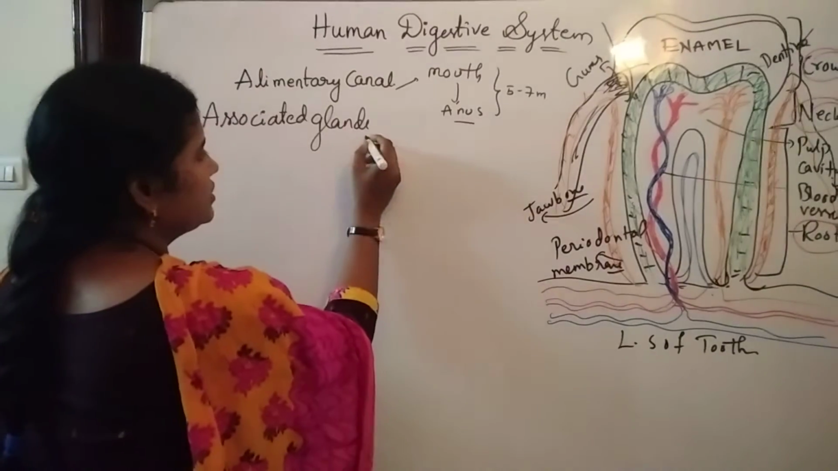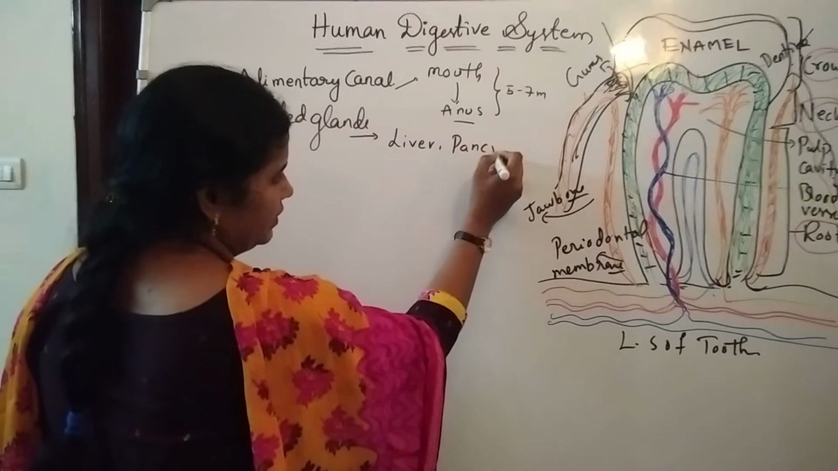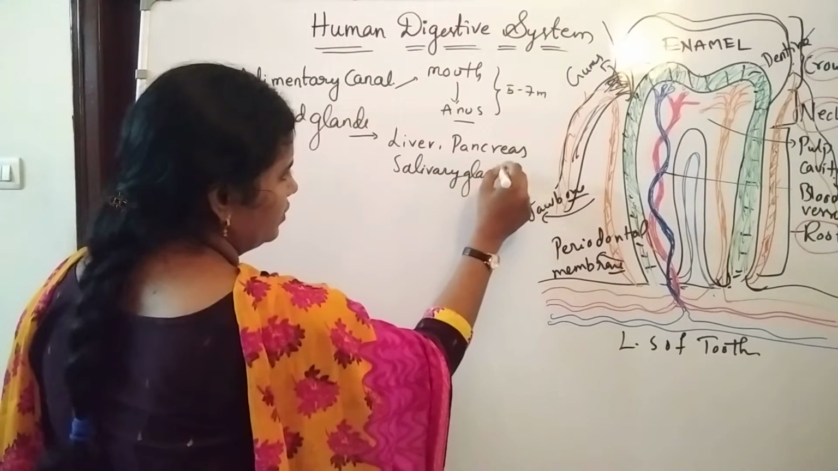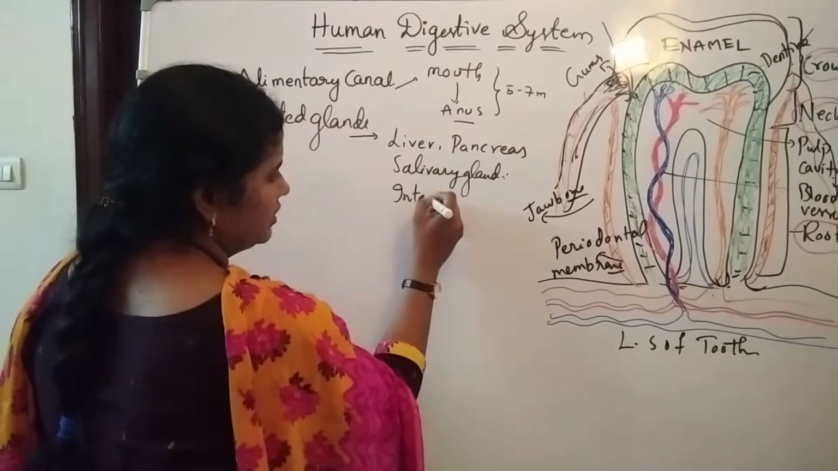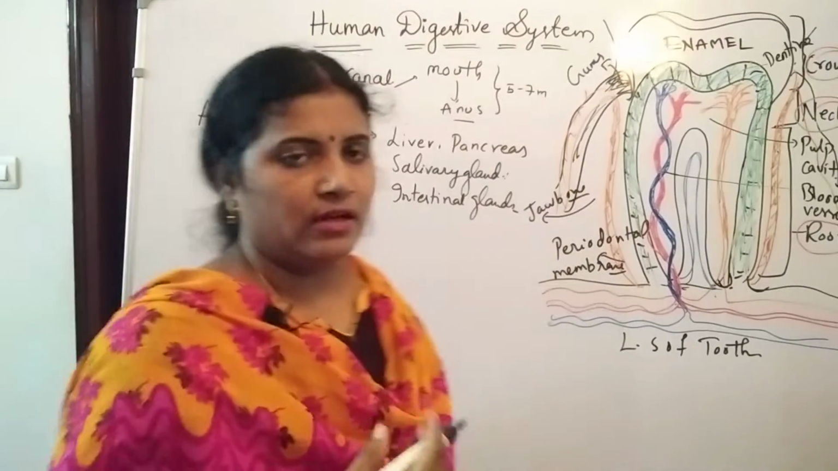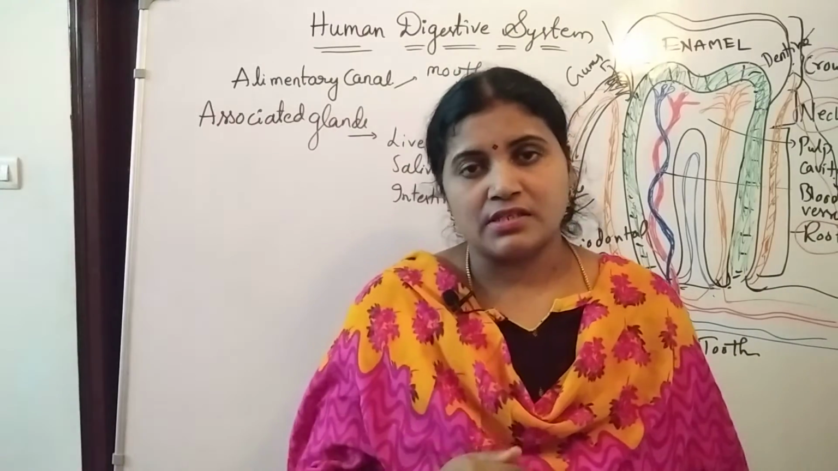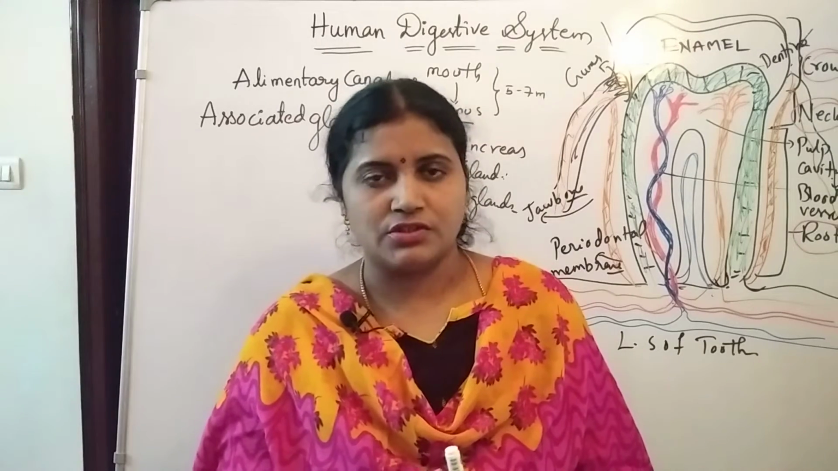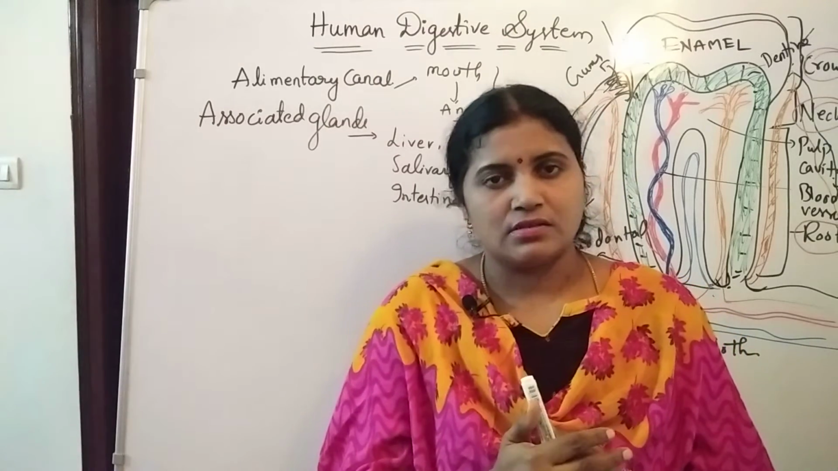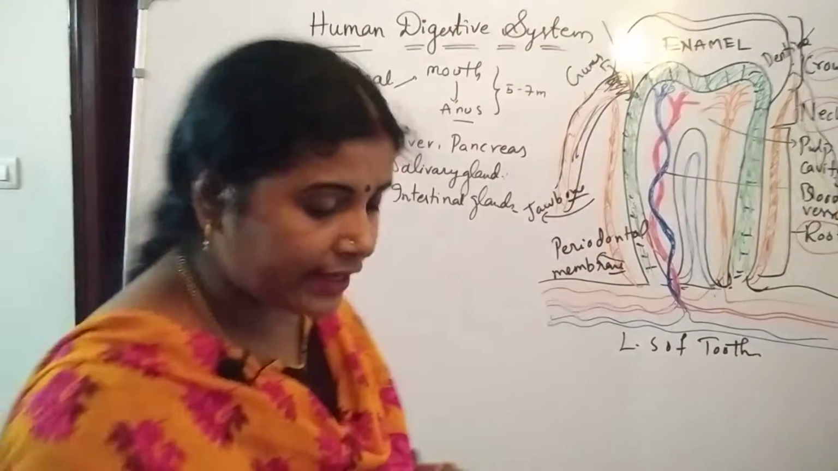After that, associated glands means the liver, pancreas, salivary glands, and intestinal glands. These all are the associated glands: liver, pancreas, salivary glands and intestinal glands. These glands are releasing the enzymes for digestion. That's why the human digestive system has two main parts: one is the alimentary canal, and then the associated digestive glands. First we will see the digestive system.